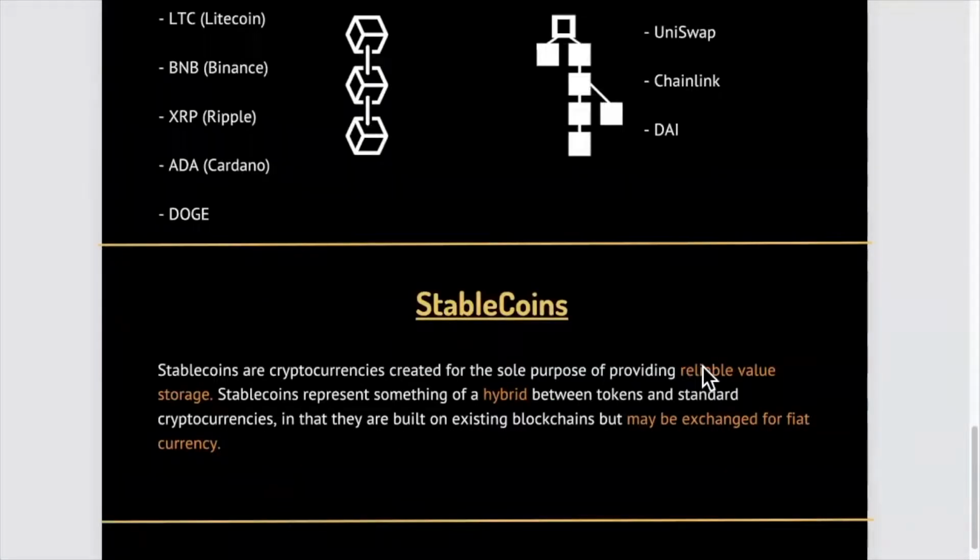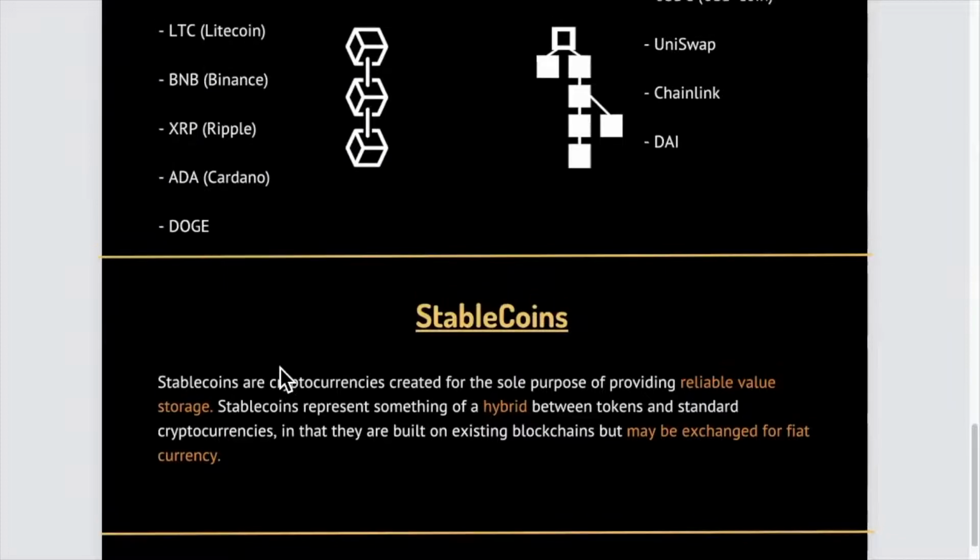So what providing reliable value storage means is, individuals who are trading in the crypto market, when they want to park their money on the sidelines, if they had put it into BTC, then they're going to have to feel a lot of that volatility. And what volatility is: sometimes the markets go up, sometimes the markets go down, and it's not a good way to keep your money safe and stable because the value changes so much.